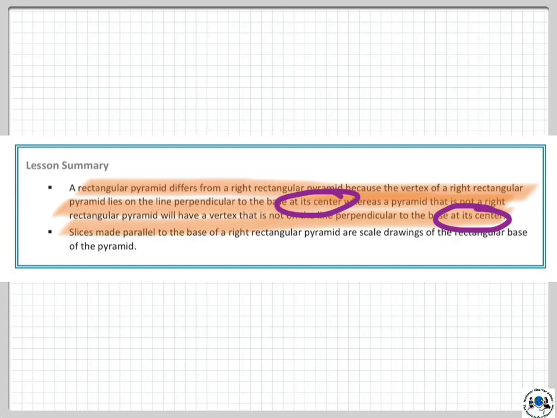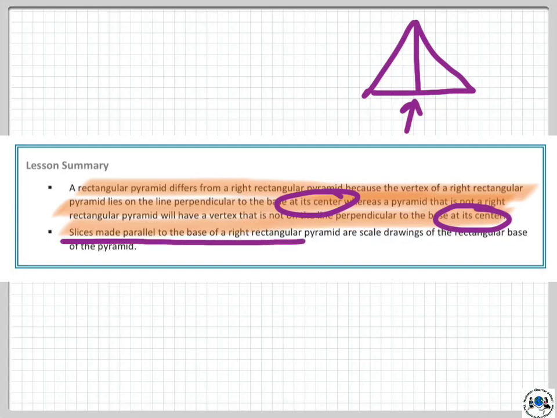The right rectangular pyramid is going to have the vertex meet that base right at its center point. All right, so slices made parallel to the base of a right rectangular pyramid are scale drawings of the rectangular base of the pyramid. Remember that idea of scale drawings. They're either larger or, I'm sorry, it can't be larger, but they are smaller. They will be smaller.